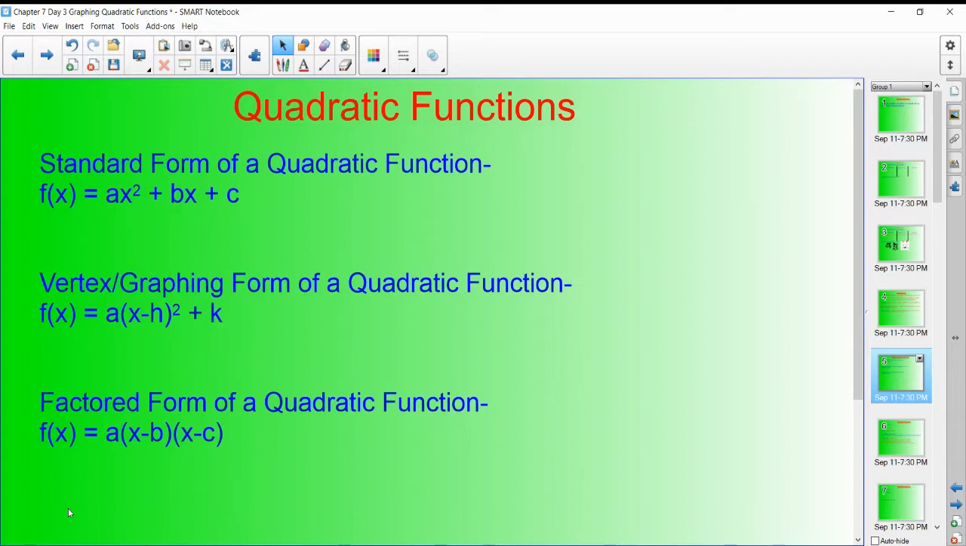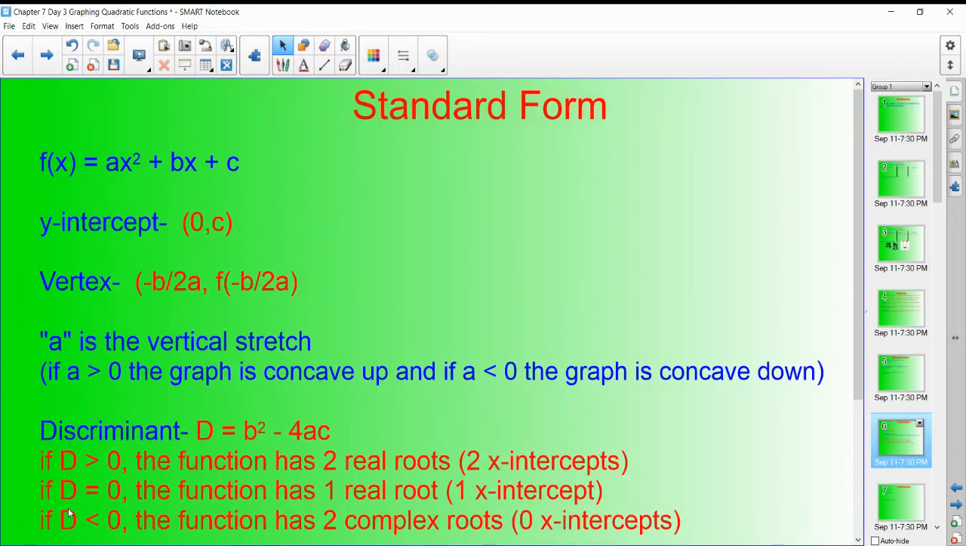So we still have our three forms. I would recommend adding notes to the pages where we had the standard form, the vertex form, and the factored form. If you need more space, please use graph paper when we're graphing today. We want these to be accurate, precise, and detailed. So we'll start like we normally do with standard form. Okay, these are the same notes from last time.